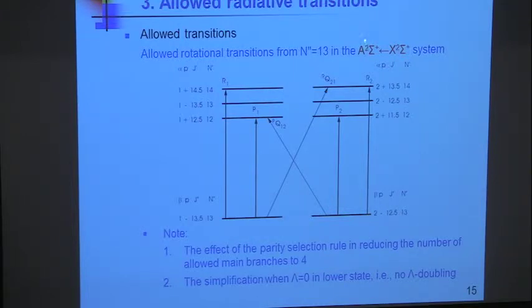Whenever you have lambda non-zero, which would be here, you'd see pi. You have trouble. If you're lucky enough to see sigma, it's pretty simple. There's no lambda doubling. And now if you see a 2, you still have to worry about the spin. So that just means J is N plus a half and N minus a half.